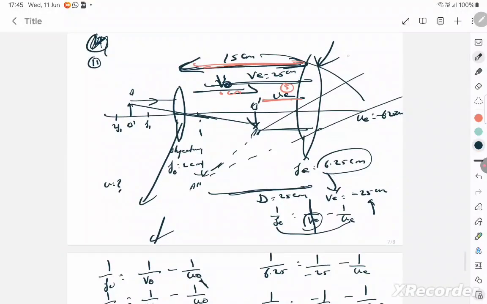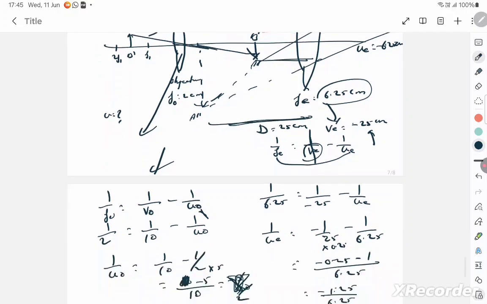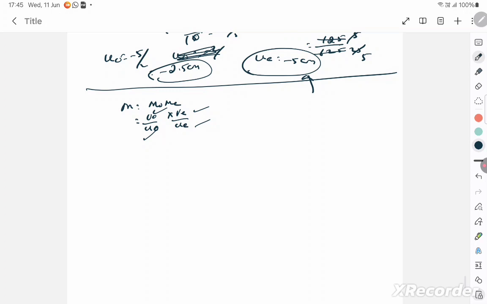They gave you VE initially, with which you found UE. After you find UE, you did 15 minus UE and you got your VO. Once you get your VO, you used the lens formula for the objective to get the UO. So you know all these values. Correspondingly substitute in magnification and get your answer. So that completes the 11th question.